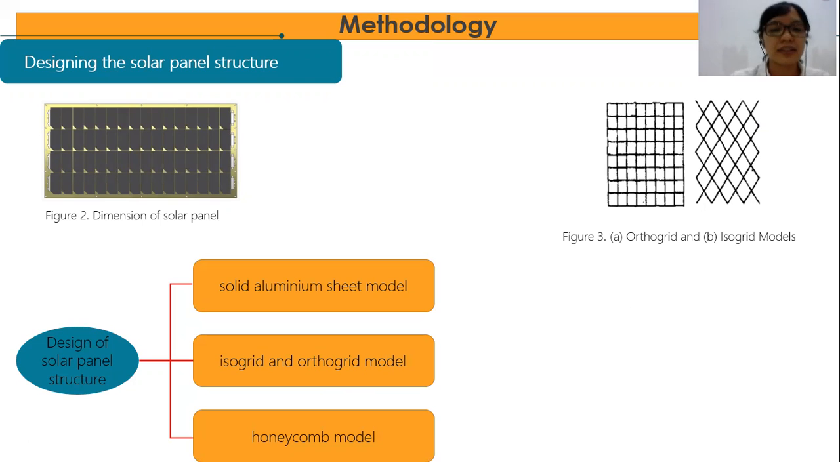And the last model is the honeycomb model with face thickness of 1 millimeter for the top face and bottom face, and the core is 8 millimeters. So the total thickness of the honeycomb model will be 10 millimeters. This is the orthogrid model, and this is the isogrid model.